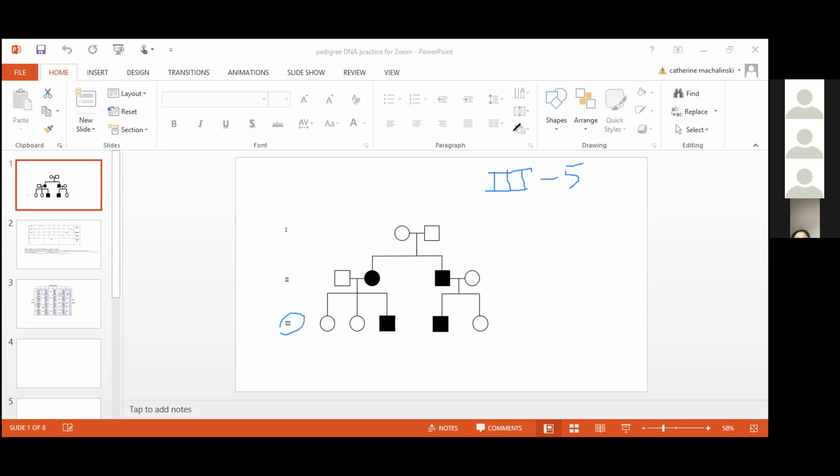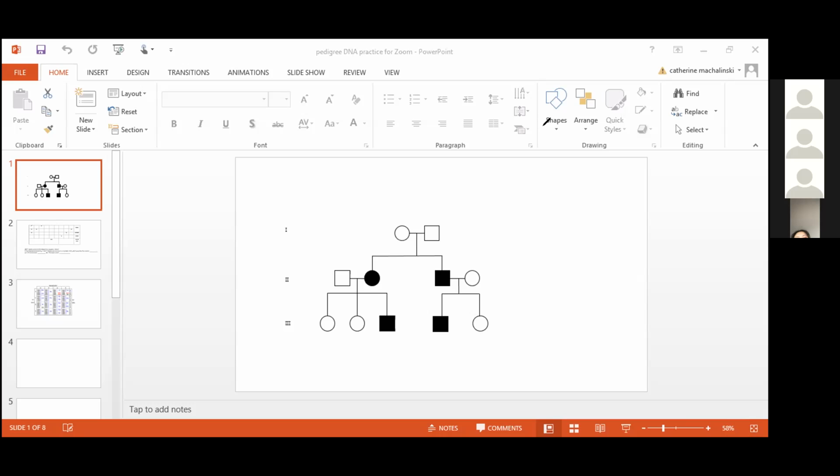So here's the third generation. We got 1, 2, 3, 4, 5. So 3-5 is a female. She does not have the trait. But maybe this is some nasty trait that she doesn't want being passed on in her family. So maybe she's considering having kids and wants to know, should she risk it or not, right? Clearly her brother's got this trait. She doesn't want to end up with her kids having it.